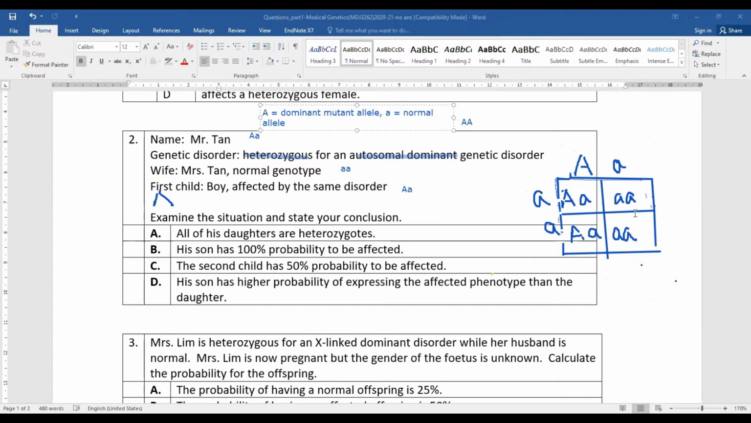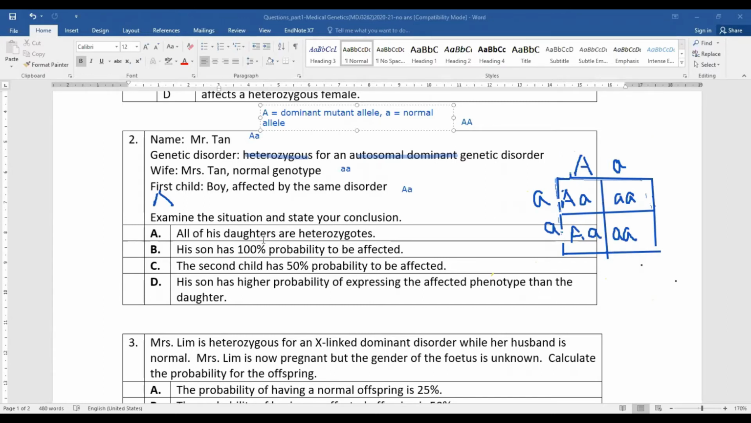Yes. Okay, so if you're not clear, you have to tell me. If you ask a question and I explain, and you're not clear, you have to tell me. So this is a Punnett square. The Punnett square is very important. Always make use of it, because from here you will know that among the offspring, they have 50% chance to be heterozygous, that is affected, and 50% chance to be normal.